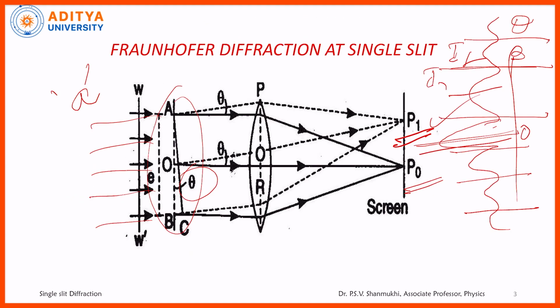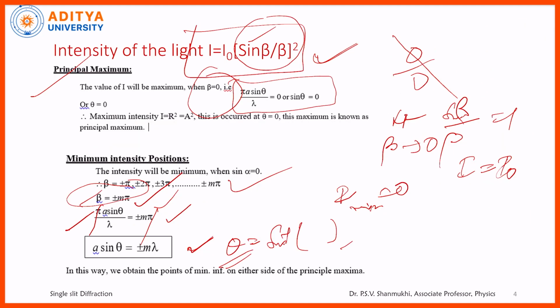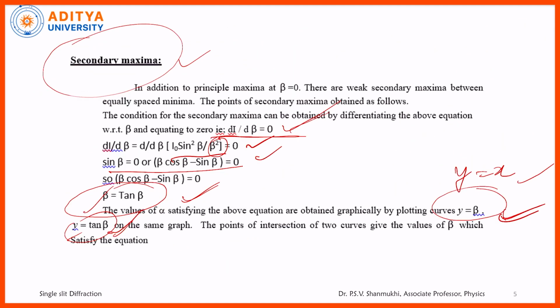What is our initial motto? When light passes through a slit whose width d is comparable to the wavelength of light, after passing through it there exists diffraction, means bending of light. So on the screen we find alternate maxima and minima. So this is the intensity distribution graph that we have seen mathematically.